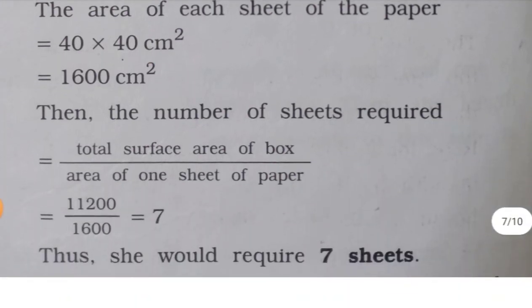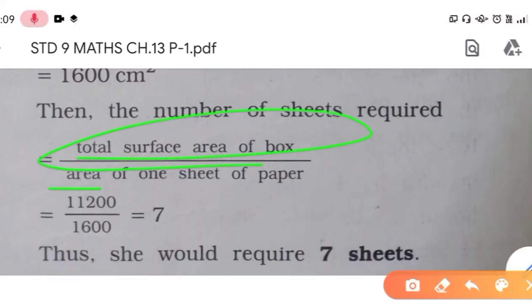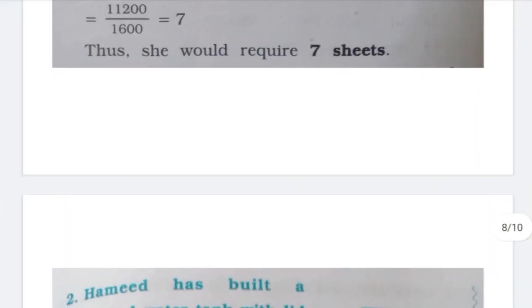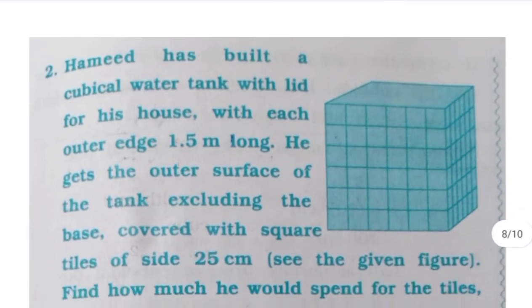Therefore the number of sheets required is equal to the total surface area of the box upon the area of the square sheet of paper. So 11200 upon 1600 is equal to 7. So she would require 7 sheets of such square paper to cover the box.